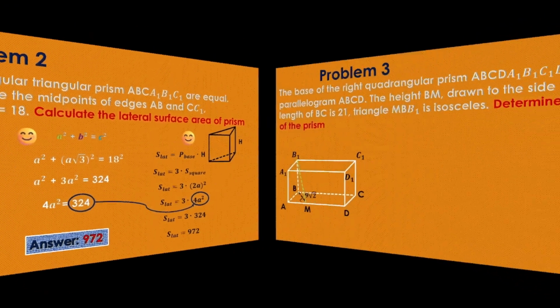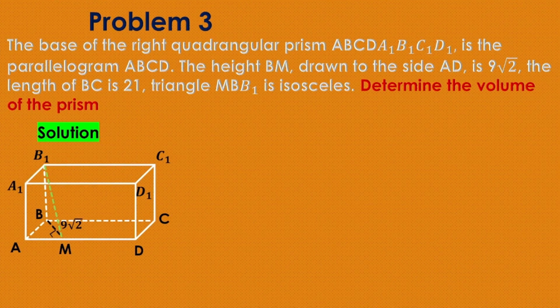Problem 3. The base of the right quadrilateral prism ABCDA1B1C1D1 is the parallelogram ABCD. The height BM drawn to the side AD is 9 root 2. The length of BC is 21. Triangle BMB1 is isosceles. Determine the volume of the prism.